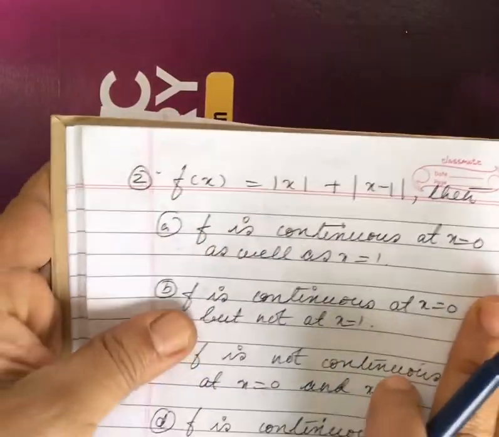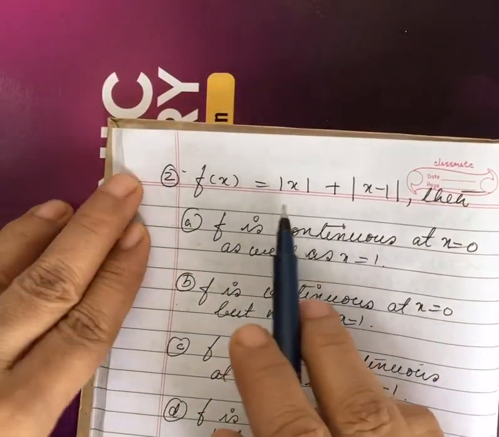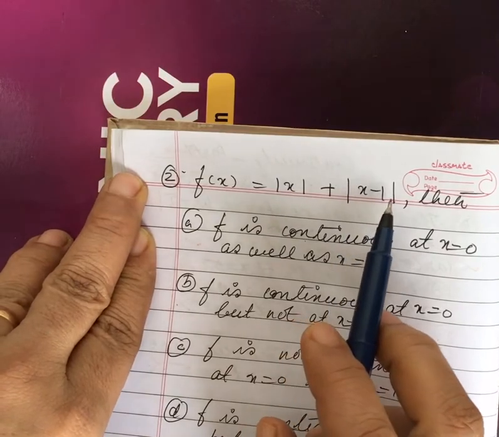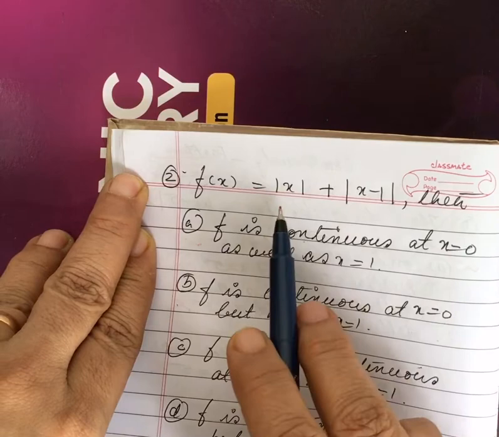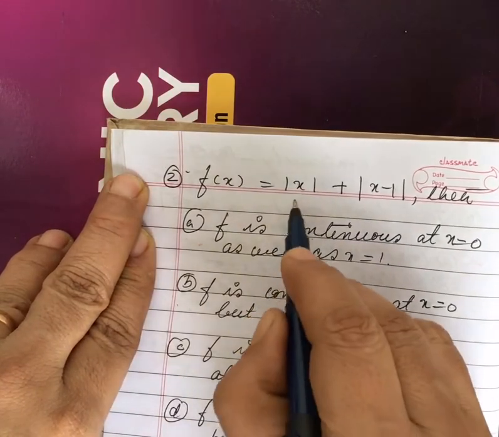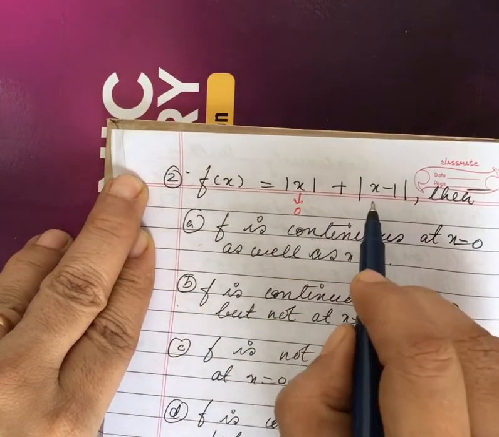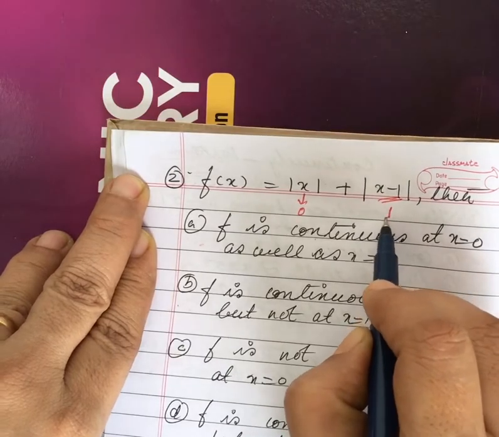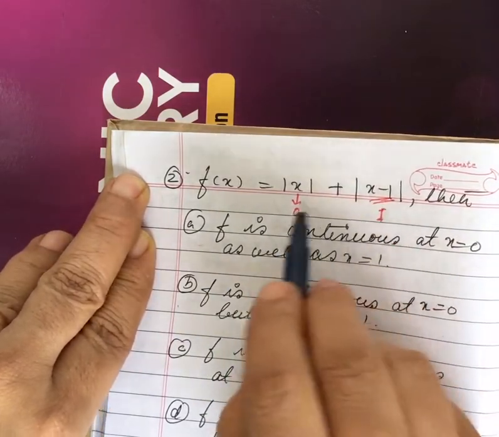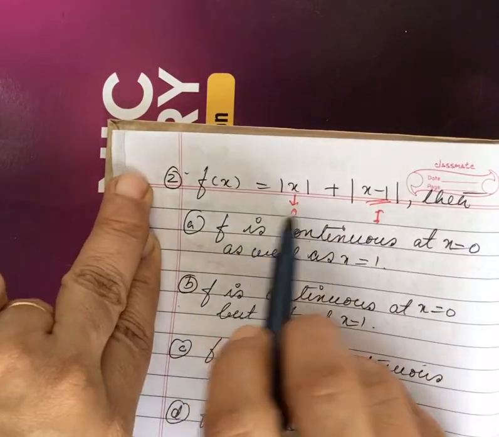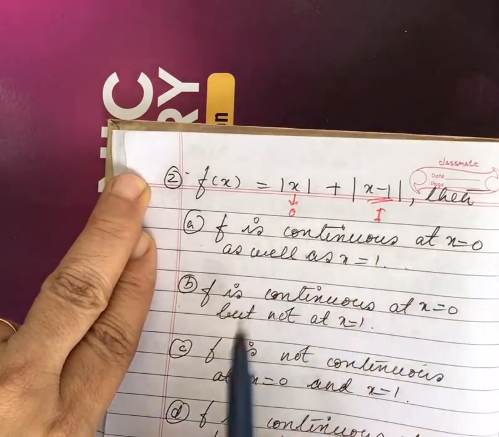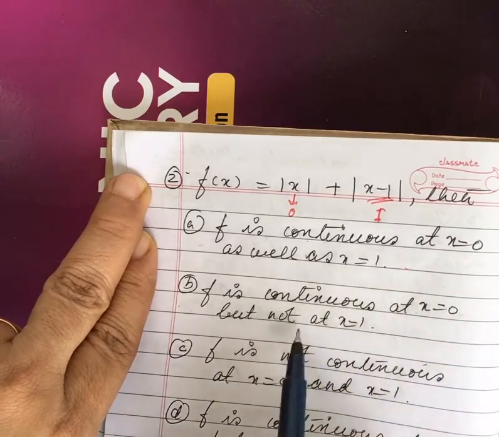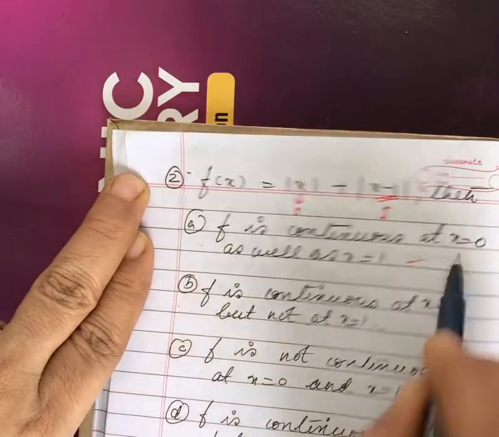Next one, question number 2. F of x equal to mod x plus mod x minus 1. Then f is continuous at 0 as well as at 1. It is continuous wherever this becomes 0, and this quantity becomes 0 at 1. So at these points it is continuous but not differentiable. You have to be very careful about this. So f is continuous at 0 as well as at x equal to 1. So this is the correct answer.